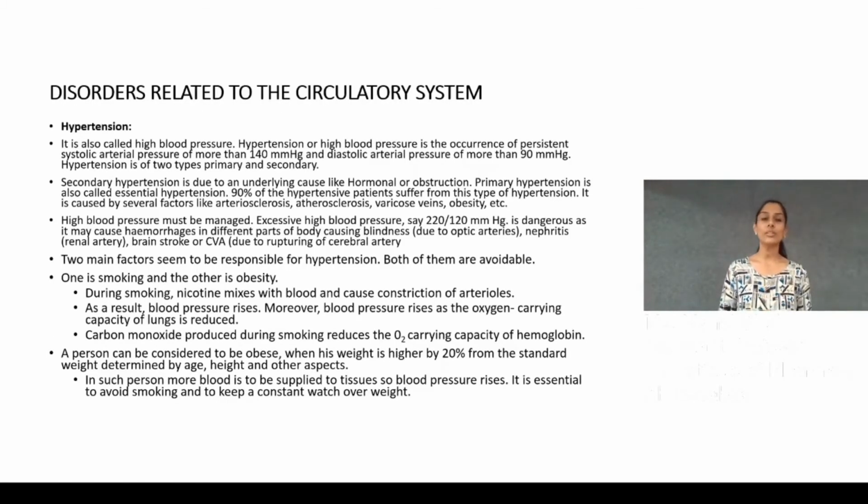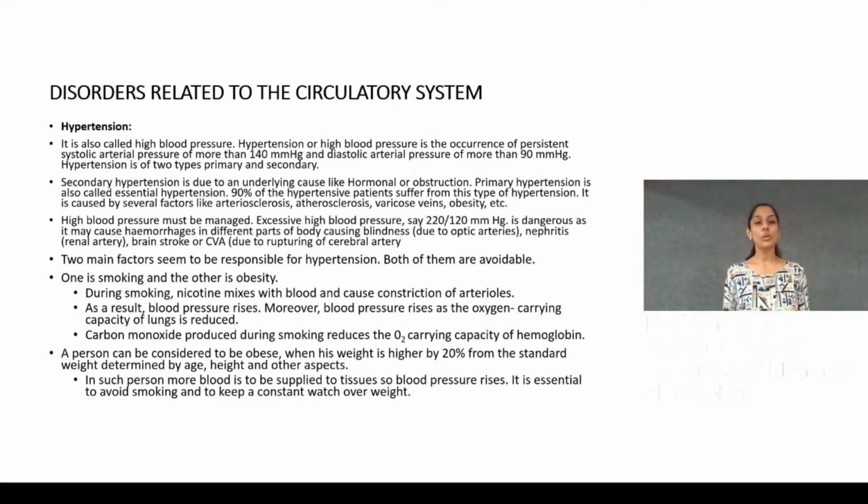Next, the disorders related to the circulatory system. First, hypertension, that is high blood pressure. High blood pressure is the occurrence of persistent systolic arterial pressure more than 140 mmHg and diastolic arterial pressure more than 90 mmHg. Hypertension is of two types, primary and secondary. Secondary hypertension has an underlying cause like hormonal causes or obstruction, and primary hypertension, called essential hypertension, has no known cause. 90% of hypertensive patients suffer from this type.